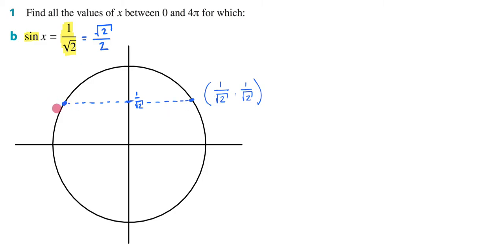And then over here in my second quadrant, what it will be is minus 1 over the square root of 2, 1 over the square root of 2. So for our case, we only care about the y value because we're dealing with sine, and as you can see, they're both 1 over the square root of 2.